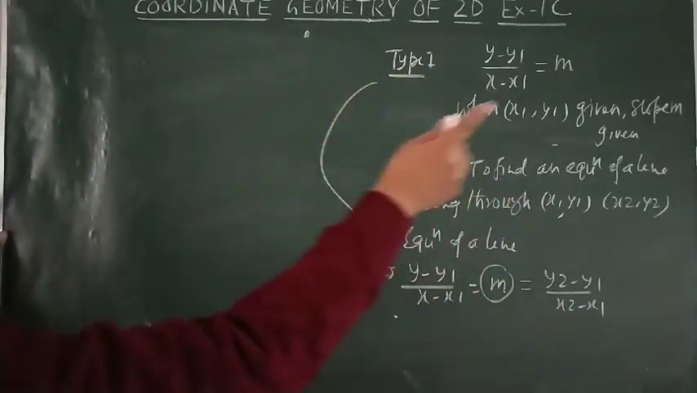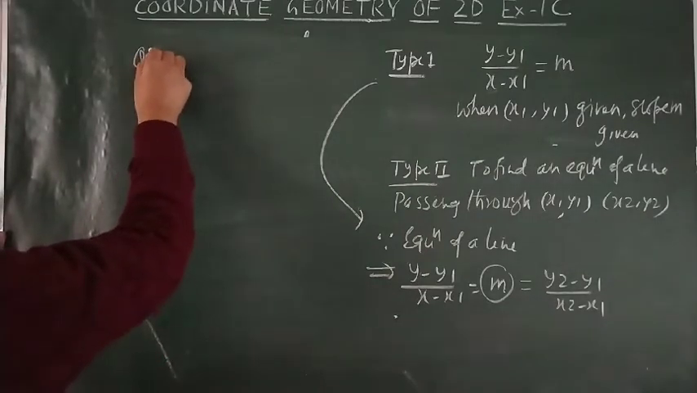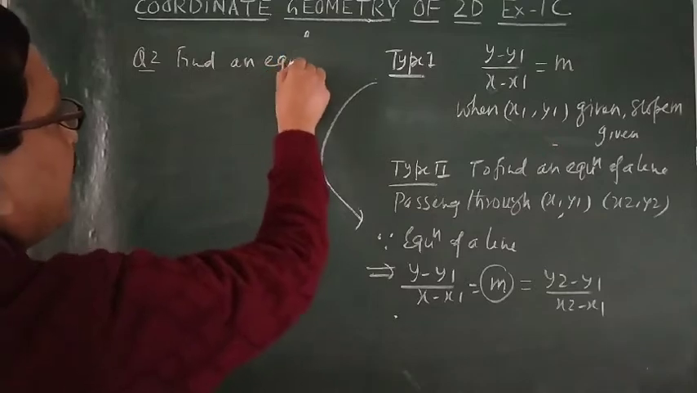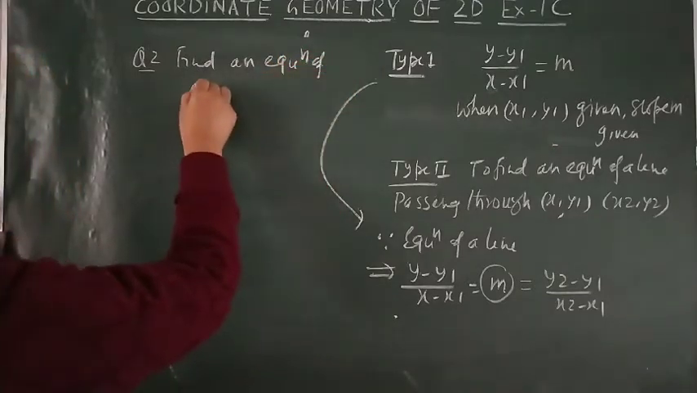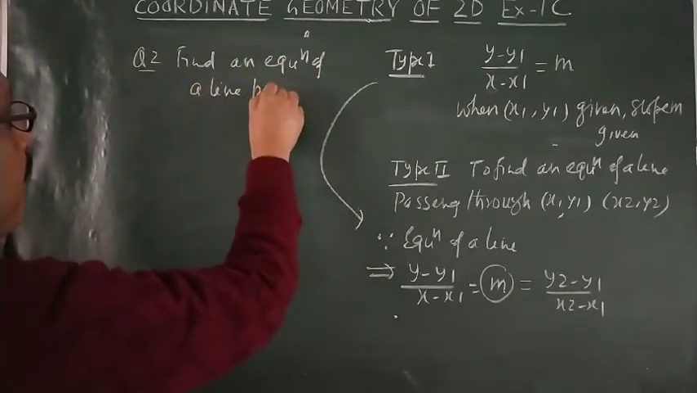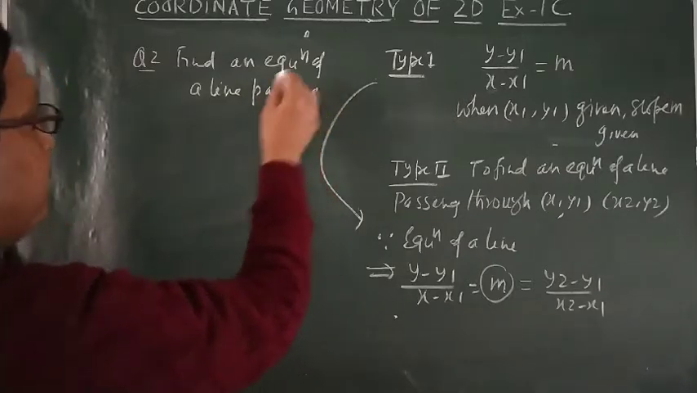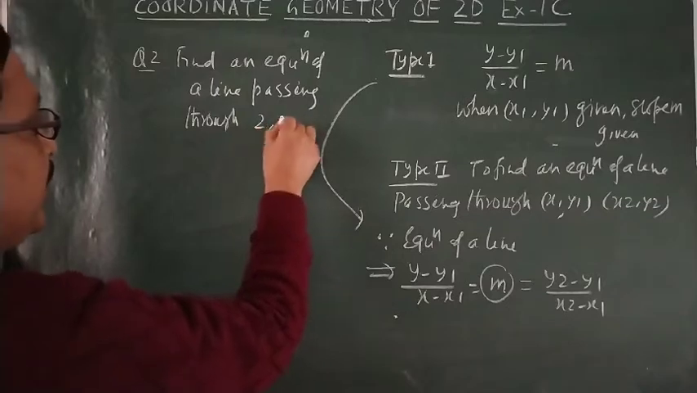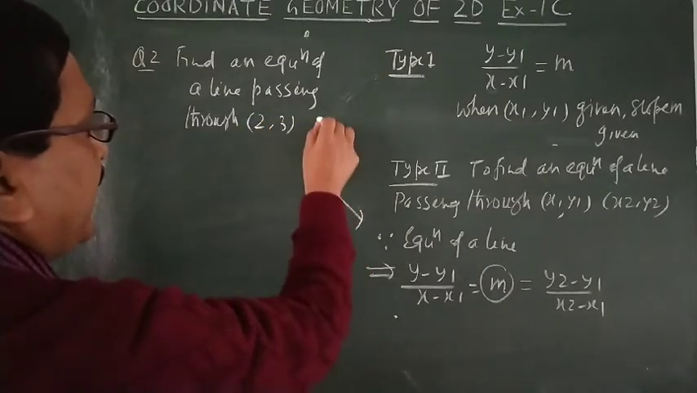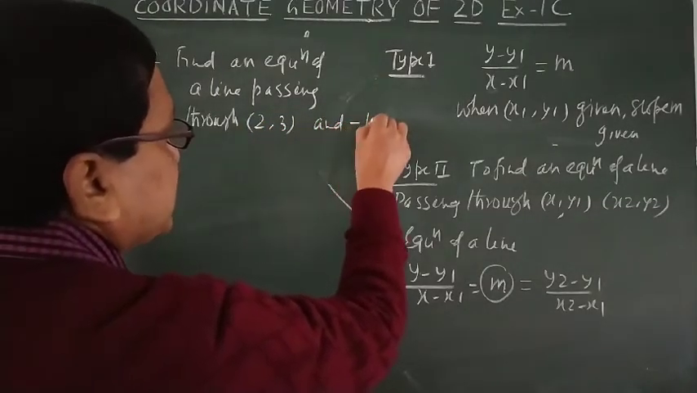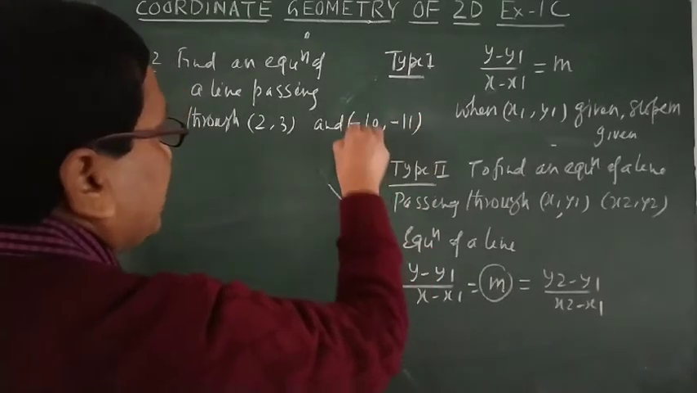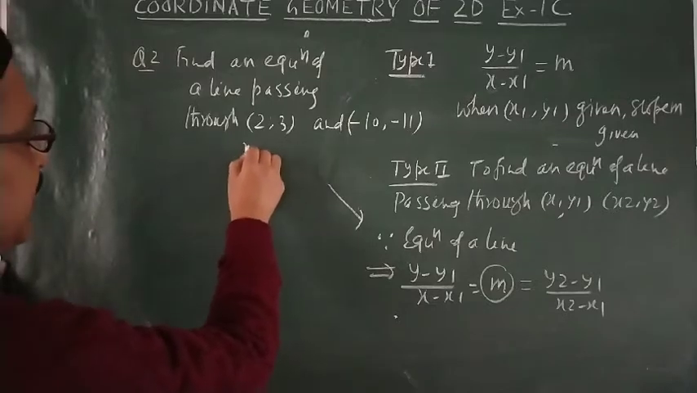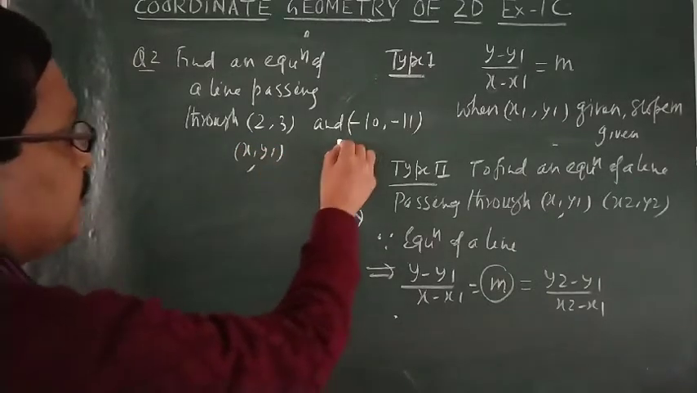Let us start one problem. Question number 2. Find the equation of a line passing through (2, 3) and (minus 10, minus 11). So we have to find out the equation of this line. So this is your (x1, y1) and this is your (x2, y2).